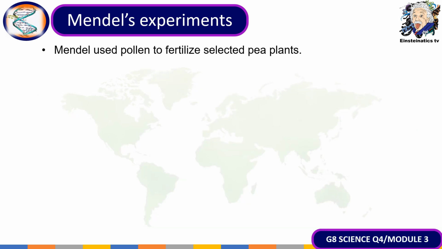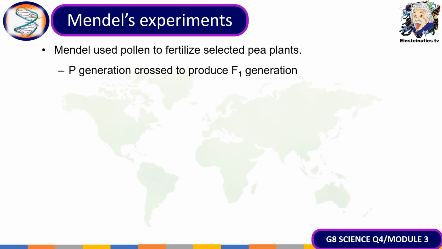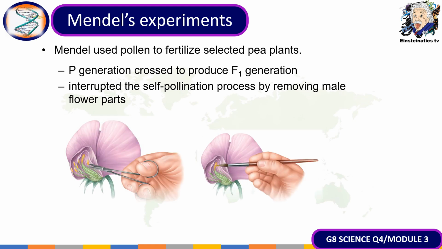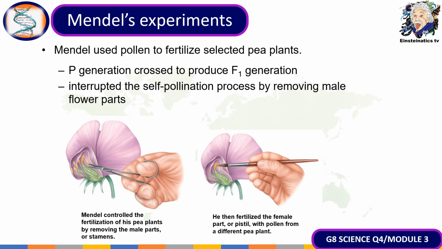So you might be wondering, paano nga ba kinontrol ni Mendel yung breeding ng kanyang mga pea plants? So si Mendel, gumamit siya ng pollen to fertilize the selected pea plants. So yung pea generation, or known as the parent generation, is crossed to produce the F1 generation. And to produce naman yung F2 generation, he interrupted the self-pollination process by removing the flower parts, as shown on the picture. So dito, na-ensure niya, nakokontrol niya whether he would cross a homozygous pea plant or a heterozygous pea plant to observe the different type of traits.